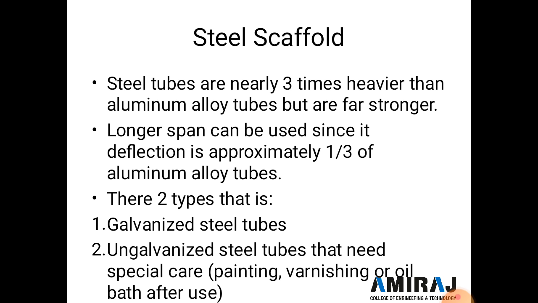Now steel scaffolding. Steel tubes are nearly 3 times heavier than aluminum alloy tubes, but they are stronger, and can be used for a longer span since they deflect approximately 1/3rd as much as aluminum alloy tubes. There are two types: galvanized steel tube and ungalvanized steel tube. These need special care like painting, varnishing, or an oil bath after use. Ungalvanized steel has a higher maintenance cost compared to galvanized steel tube.